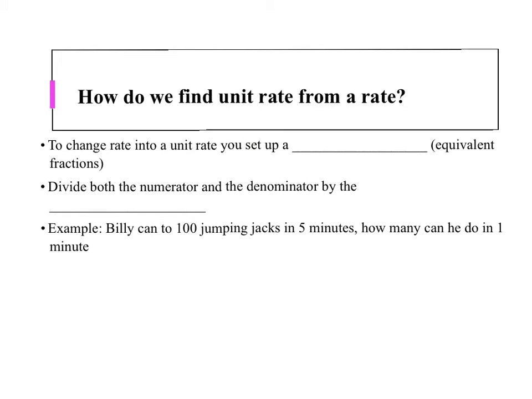All right, so today we're going to talk about how we find the unit rate of something if we are just given the rate. So in a minute we'll circle back around and talk about Billy again, but let's talk about what the process is to actually find unit rate when we're given the rate. So to change a rate into a unit rate, you set up a proportion, which is what we've talked about, which is just equivalent fractions. A proportion is just a pair of equivalent fractions. And you will divide both the numerator and the denominator by the denominator.